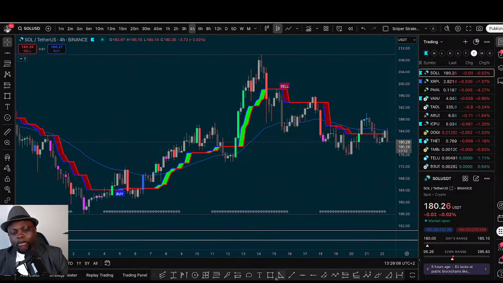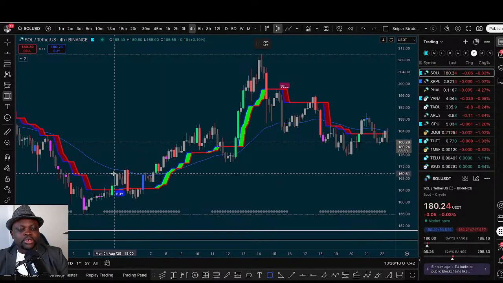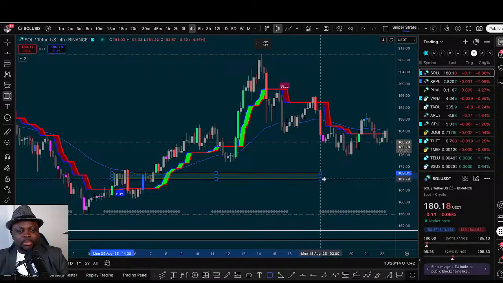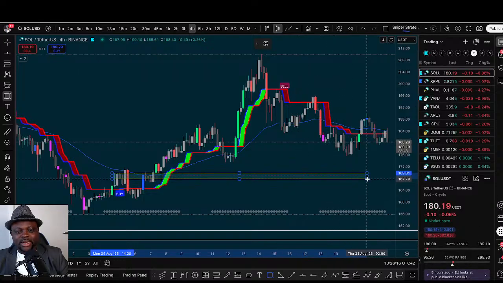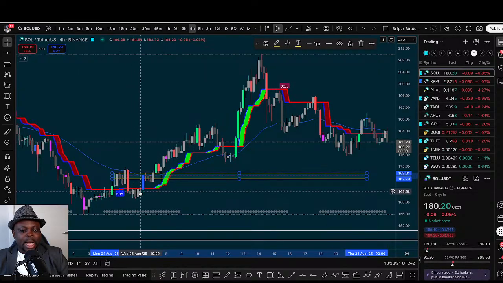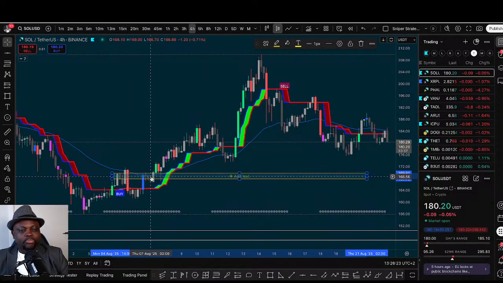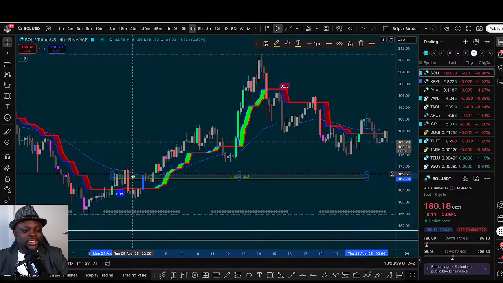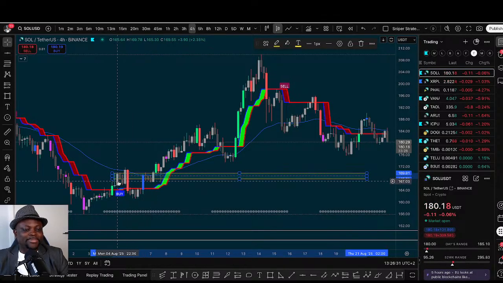Now I want to mark this zone. See, I want to mark this zone. This is the zone that printed that buy signal. Okay, so I want to see price above that zone before I place that buy order. I want to see price above that zone because this was the zone where price printed the buy signal.